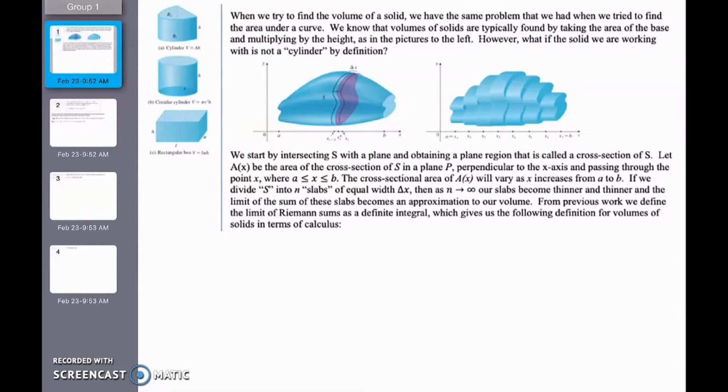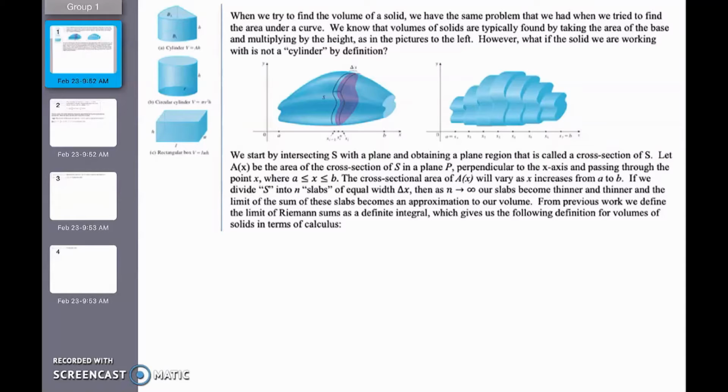Hey calculus friends, today we are going to be talking about an application of integration, which is volumes of rotational solids. In our text, this is section 6.2. We're going to divide it into 2 days, so this is section 6.2, day 1.